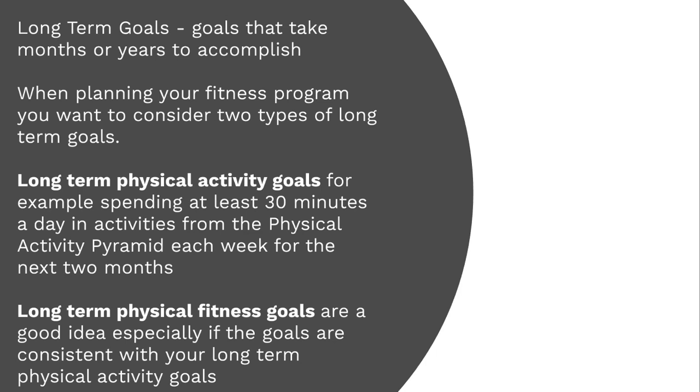Setting long-term fitness goals is a good idea, especially if the goals are consistent with your long-term physical activity goals. If you do the right kind of physical activity, your fitness will improve automatically. For example, a person who meets a long-term activity goal of doing at least 30 minutes of physical activity each day for 2 months would no doubt meet a long-term fitness goal to improve fitness by the end of the 2-month period. Long-term fitness goals are important because they increase the probability that fitness improvement will occur. Of course, doing the right kind of activity and doing it regularly is critical to meeting long-term fitness goals.